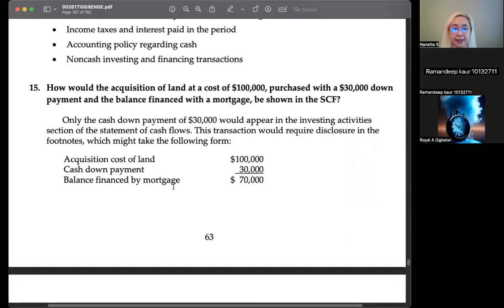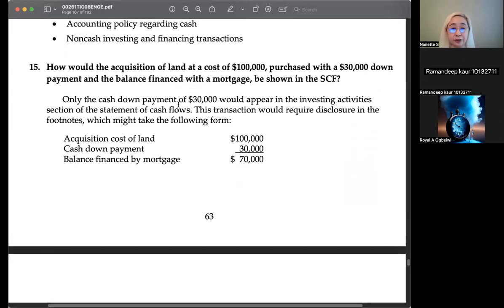Okay, I think number 15 should be interesting because we can apply the knowledge of investment. So, Ramandeep, can you read the question for number 15, please? How would the acquisition of land at a cost of 100,000, purchased with a 30,000 down payment and the balance financed with a mortgage, be shown in the SCF?